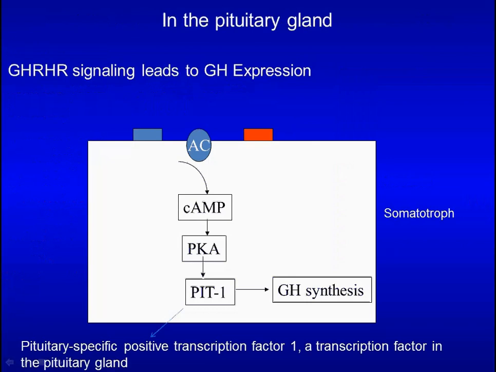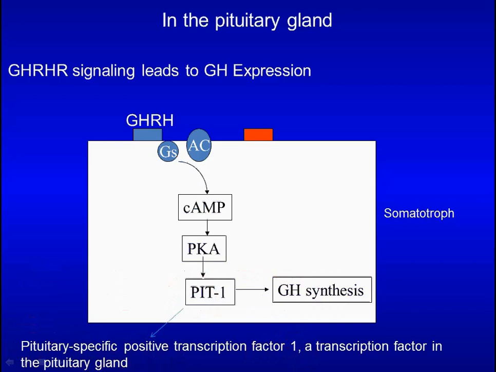When growth hormone releasing hormone binds its receptor on somatotroph, it activates G-alpha S, adenylate cyclase, and protein kinase A pathway. A target of this pathway is PIT1. It stands for pituitary-specific positive transcription factor 1. It is a transcription factor. Activated PIT1 increases transcription of growth hormone gene.